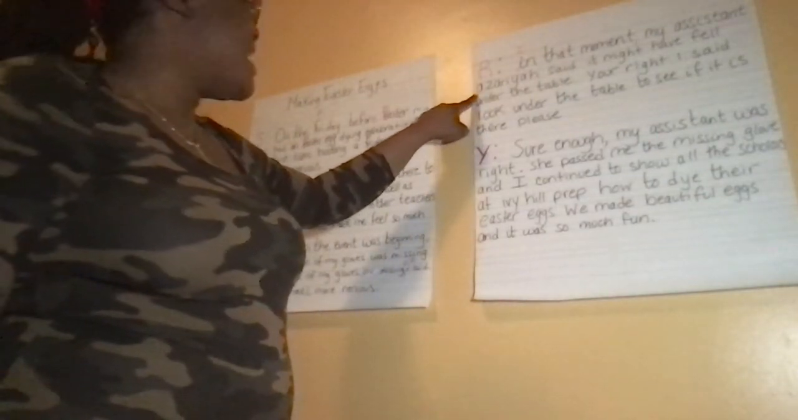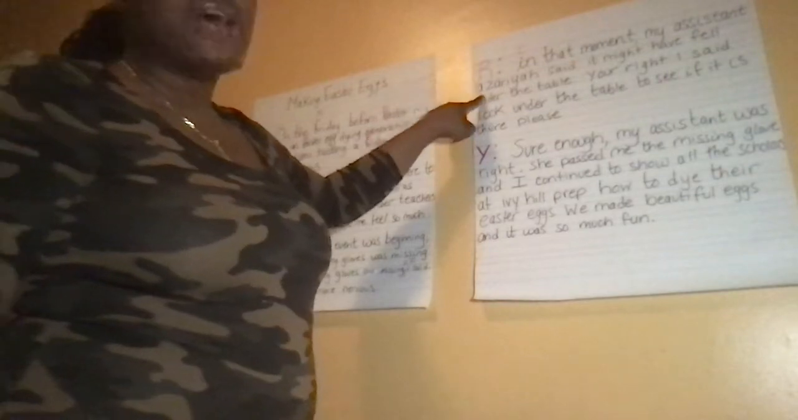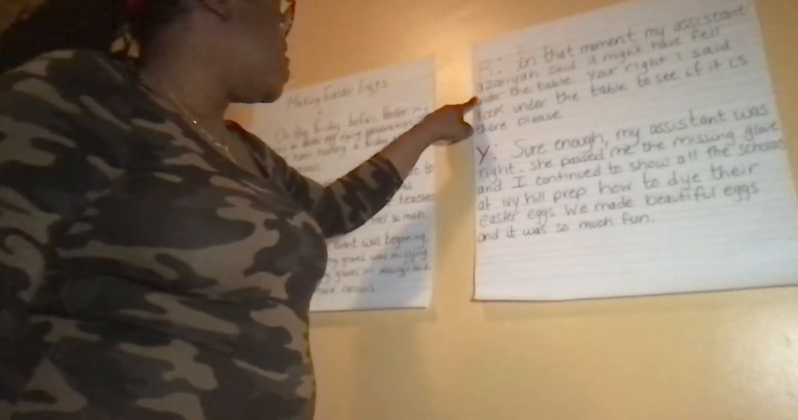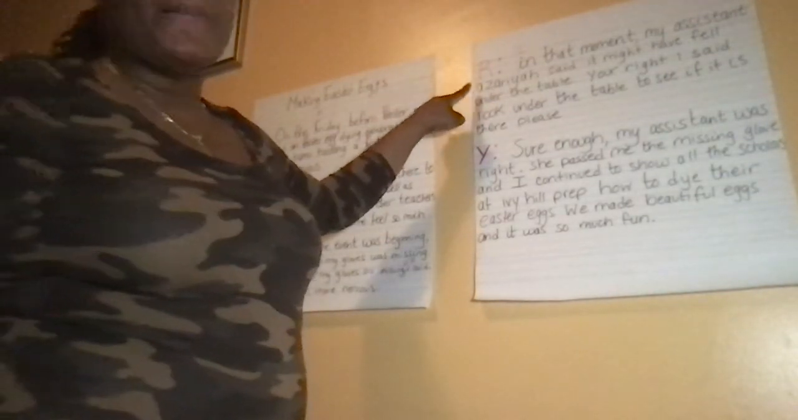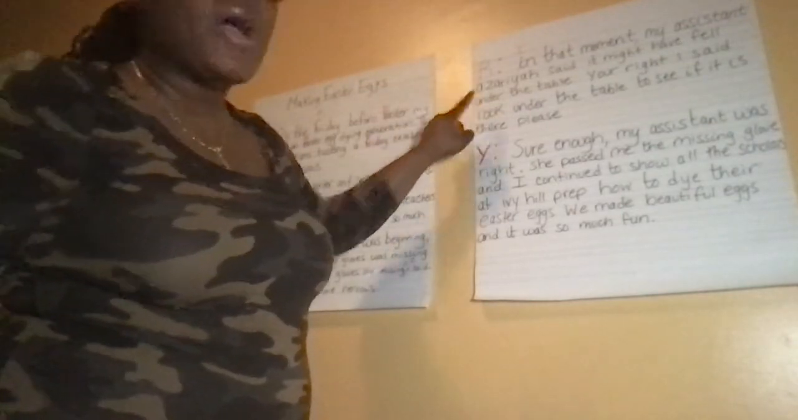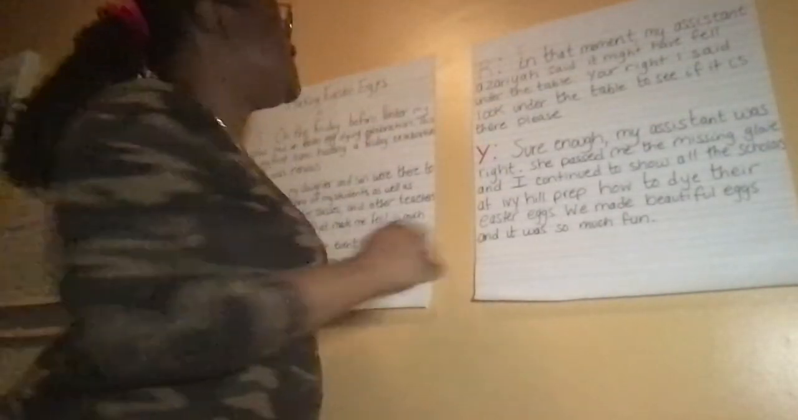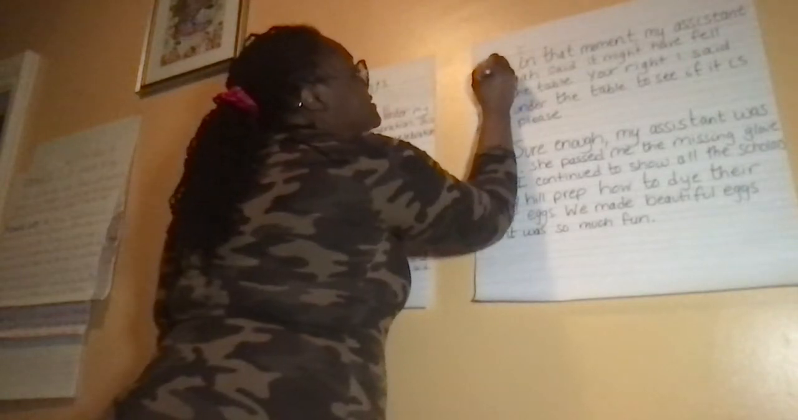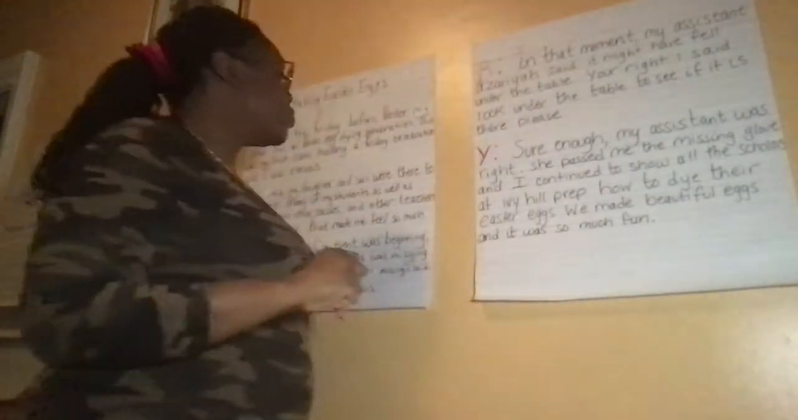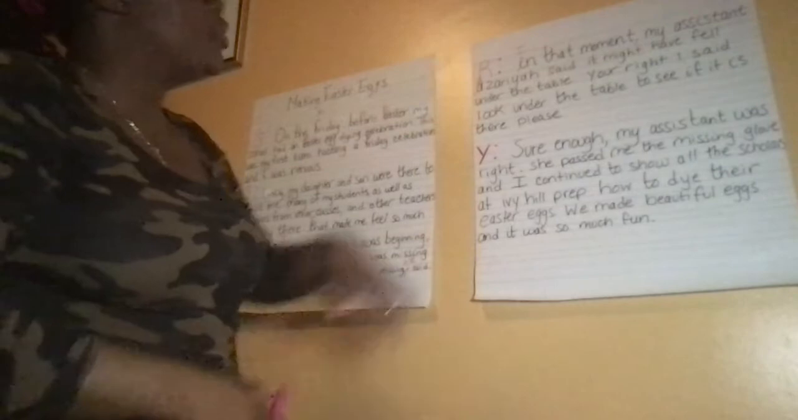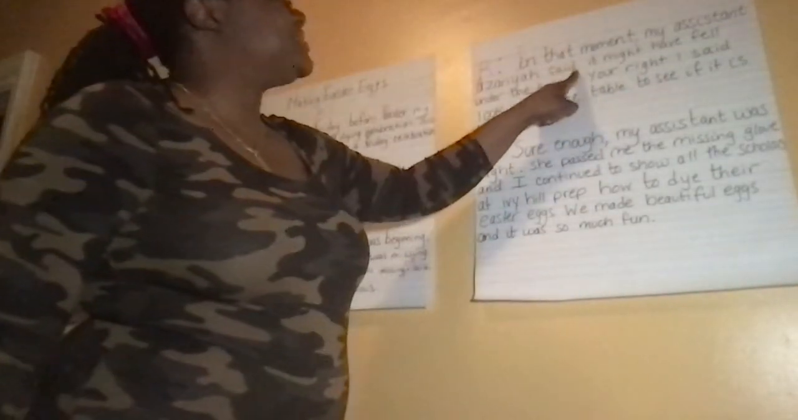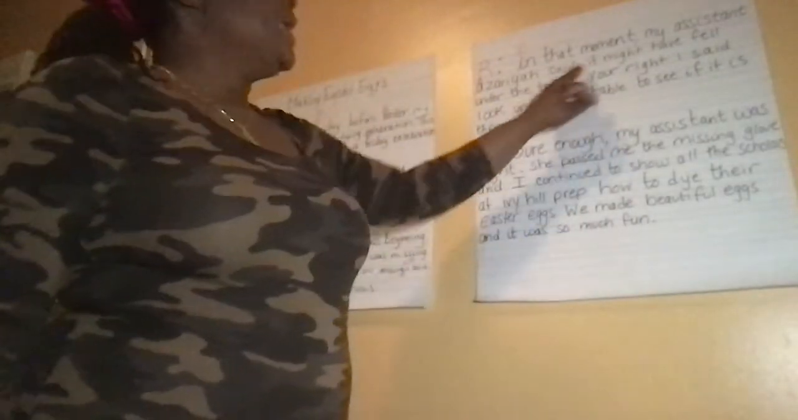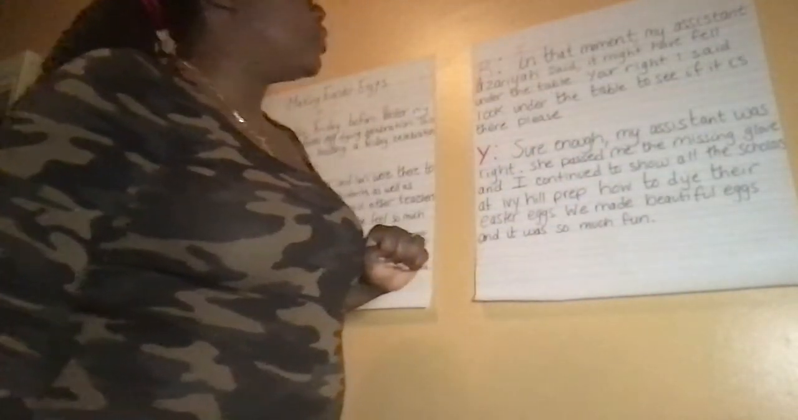Did you notice that the name Azaria is lowercase, okay? Whenever you're writing a person's name, it should always be what? Capitalized. That's right. So I'm going to cross this out, and I'm going to put a capital A right on top, okay? So my assistant Azaria said, comma, it might have fell under the table, okay?